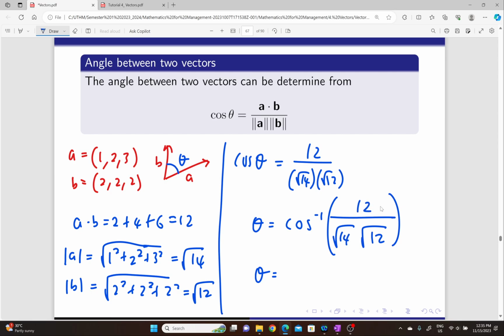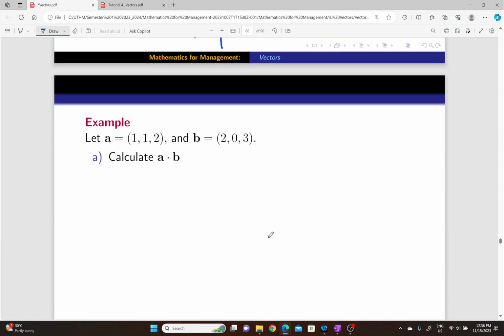Now, so the angle you get here is 22.2. So the angle just now between A and B is 22.2. That is one application of dot product here. Okay, now let us go through some example of operation in dot product.